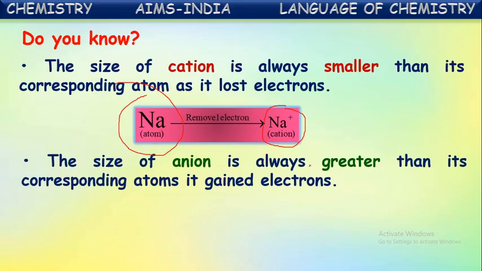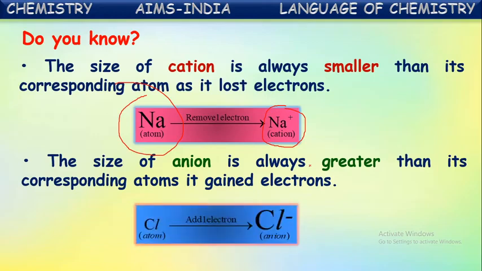In the same way, the size of an anion is always greater than its corresponding atom as it gained electrons. For example, chlorine. The size of the ion formed by chlorine, the chloride ion, is always greater than the chlorine atom size because this chloride ion is formed by the acceptance of electrons. As the number of electrons increases, its size also increases. So anions have greater size and cations have smaller size than their original atoms respectively. Okay, next.